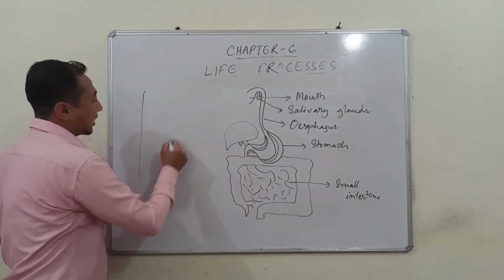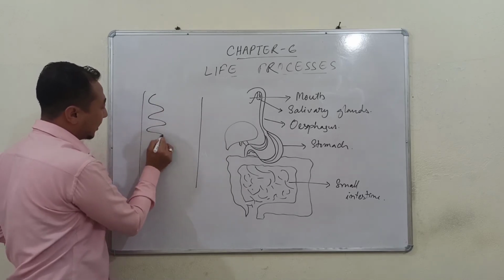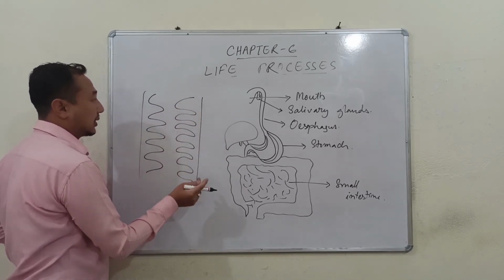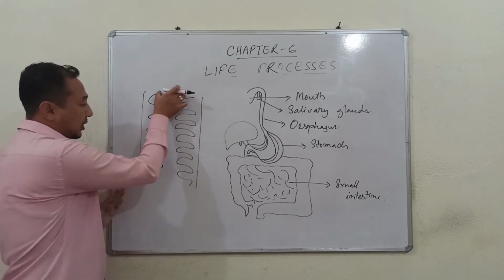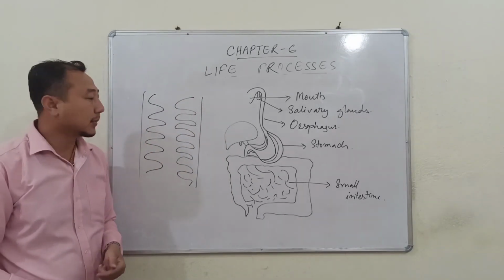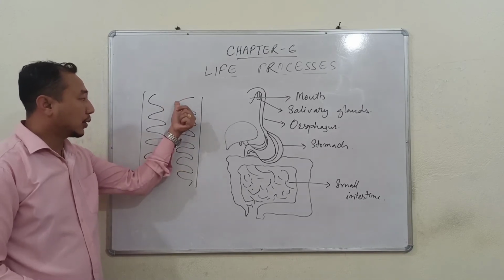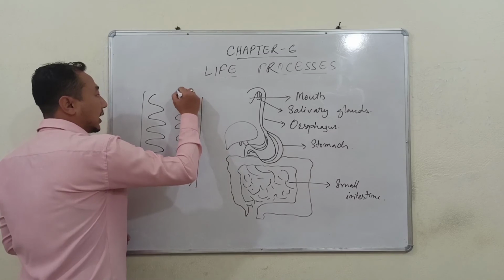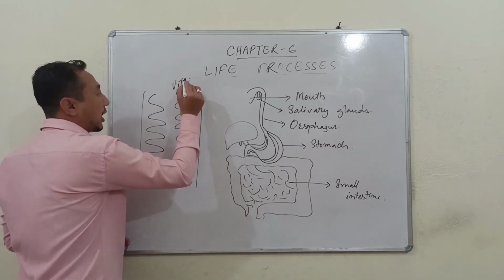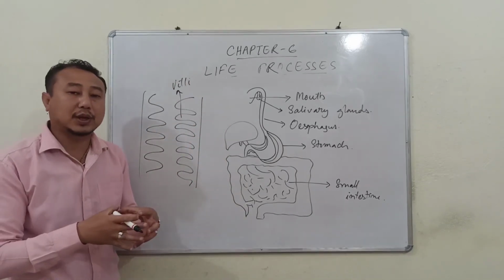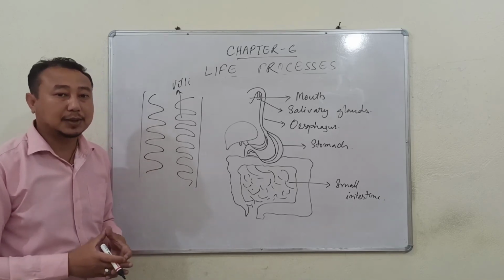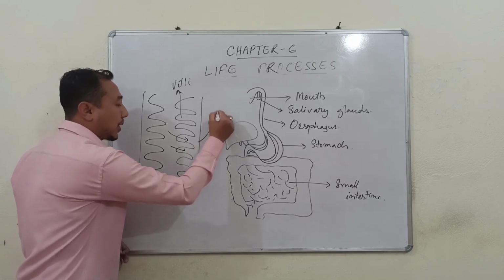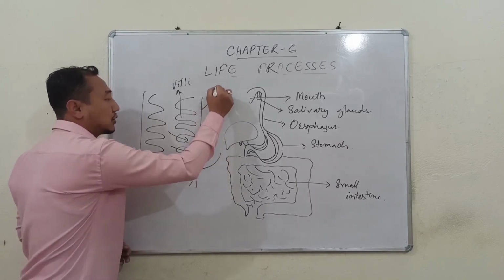The wall of the intestine contains finger-like outgrowths which are known as villi. This is the outer wall of the intestine, and this is the inner portion of the intestine. Inside the intestine, the wall has finger-like outgrowths known as villi. These villi increase the surface area for the absorption of the food materials that are digested by the help of the enzymes. Through this only, the food is absorbed and sent to different parts of the body by transferring it to different blood vessels.